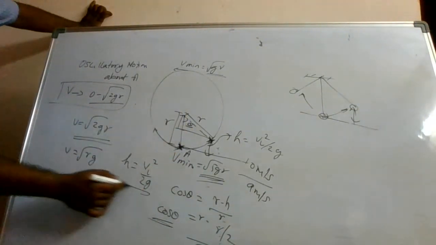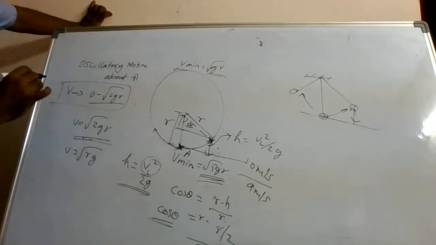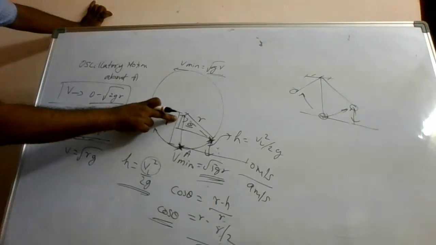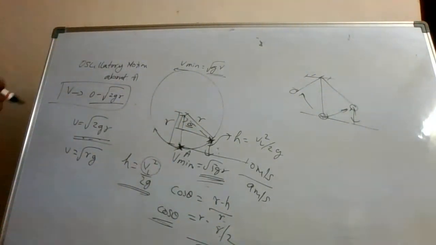I have already given you the equation. Simply put the VL value that is given in the question. Alright, so from here you will get the value of h. You can find out r minus h. You can find out the value of theta. I am telling you the procedure for how to attempt this type of question.